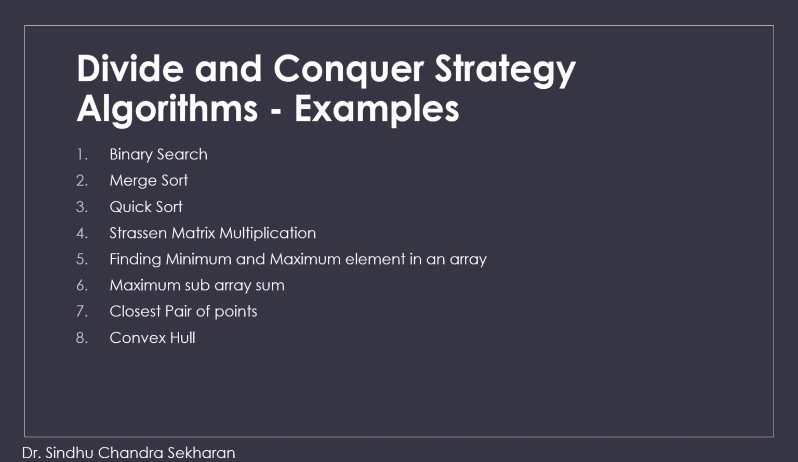So using divide and conquer strategy, we can solve many problems. The most commonly taken examples are binary search, merge sort, quick sort, Strassen's matrix multiplication, finding the maximum and minimum element in an array, maximum sub-array sum, closest pair of points, and convex hull.